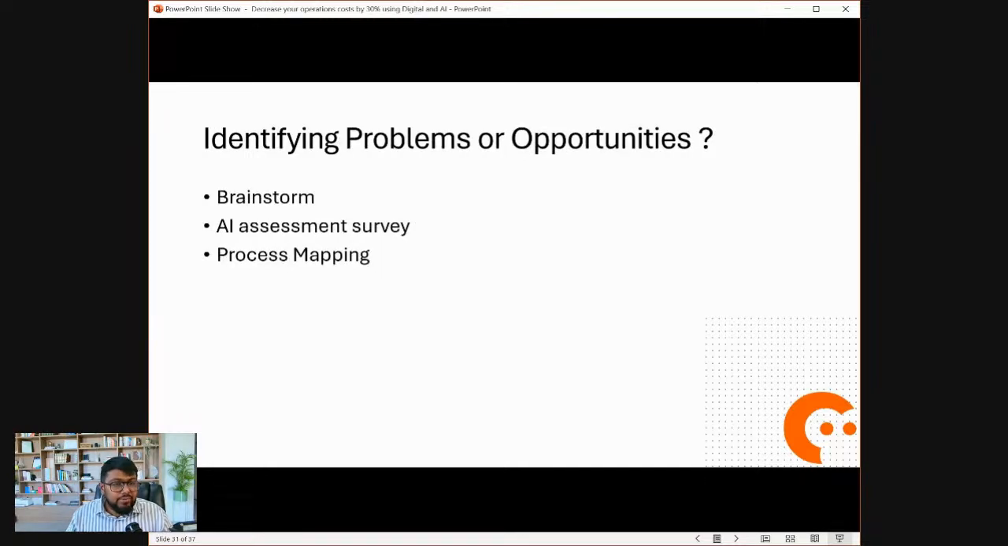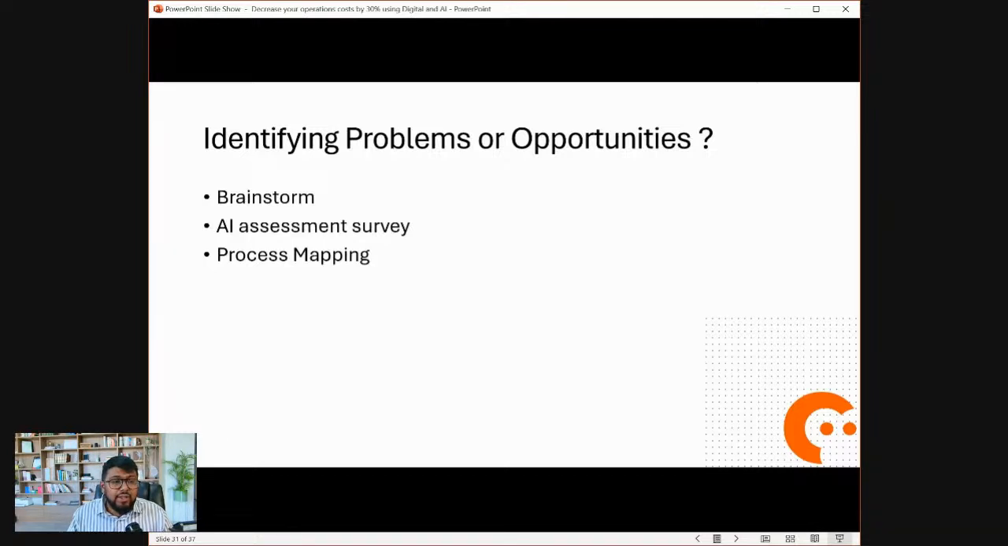Now, how do you identify problems or opportunities? The first thing is to brainstorm with your team. Say, okay, what are those pain points? What is that problem that keeps us frustrated? What is that challenging thing that wastes a lot of time or money? And that's something we wish could be automated. That's a very simple way of looking at it.